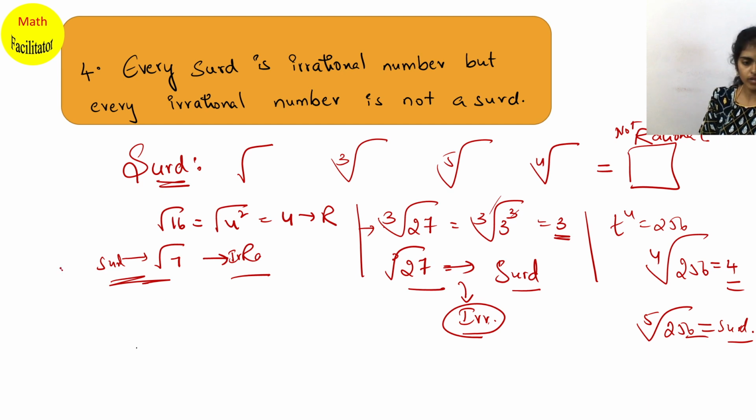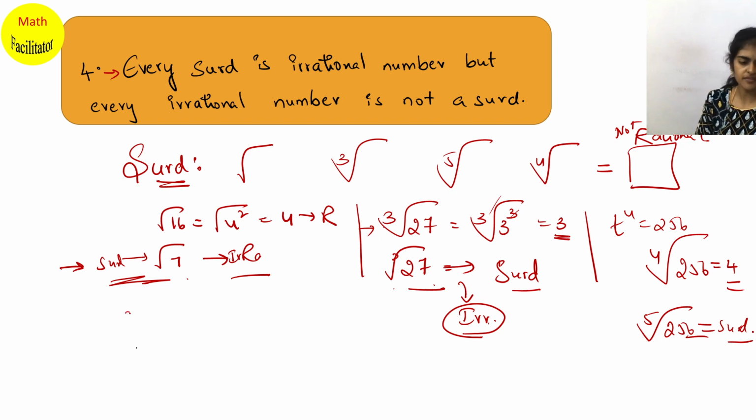Why? So you can take these examples for the first statement. Every surd is irrational. Root 7 is a surd, it's an irrational number. Root 27 is a surd, it's an irrational number. Fifth root of 256 is a surd, it's an irrational number. So every surd is an irrational number. But every irrational number is not a surd.